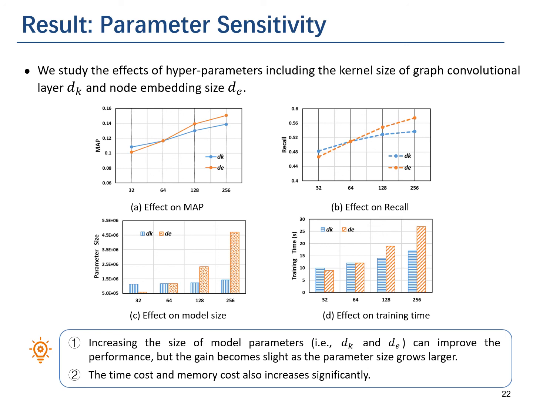Therefore, considering the trade-off between effectiveness and efficiency, we set both the embedding size and the kernel size to be 64 for all datasets in our experiment.